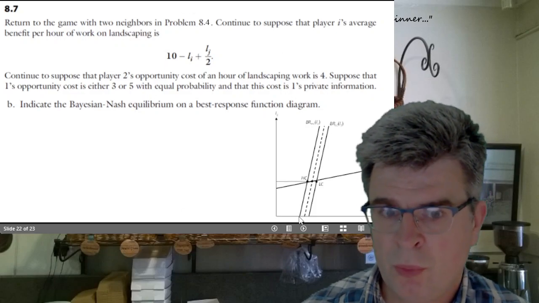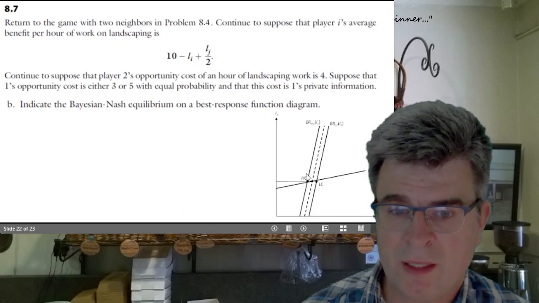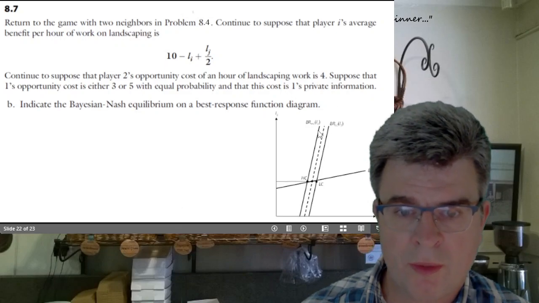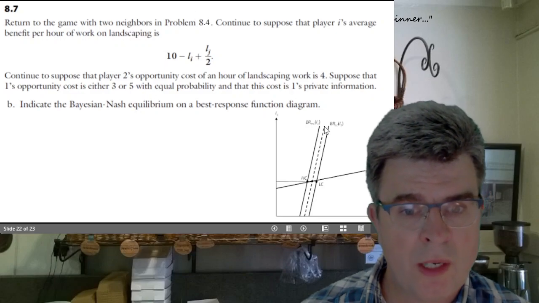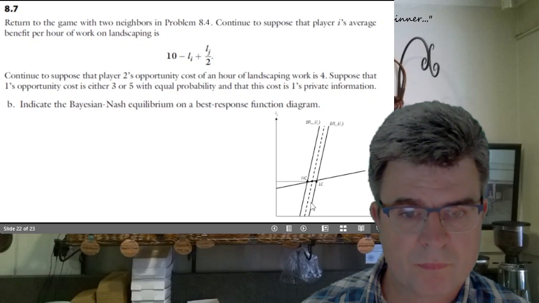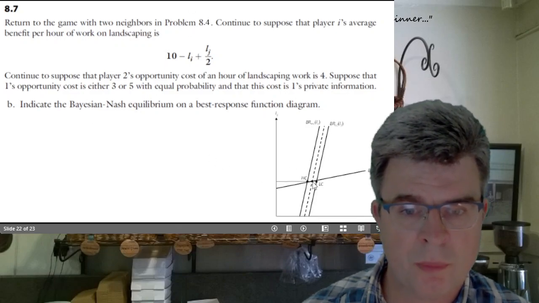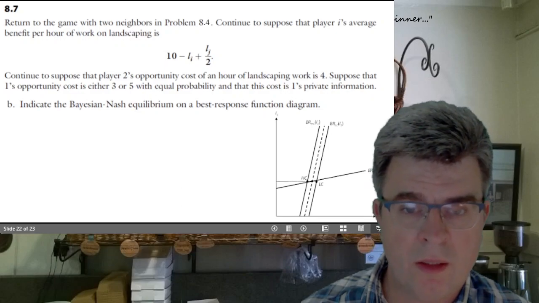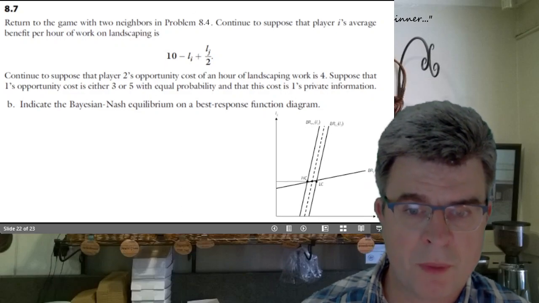The issue for neighbor 2 is that neighbor 2 doesn't know exactly whether neighbor 1 is of the low cost type or the high cost type. So neighbor 2 will take the average best response function, so that's the dotted line over here, and then will play the action that corresponds to the action that he would play when he would face this average best response function.